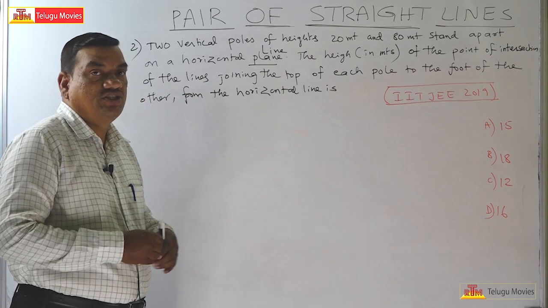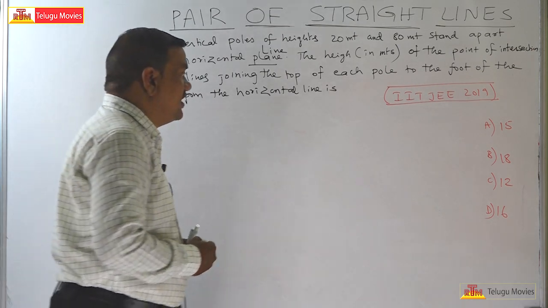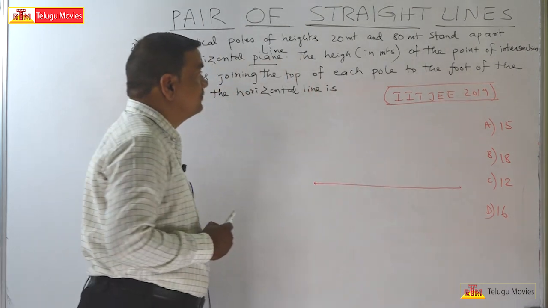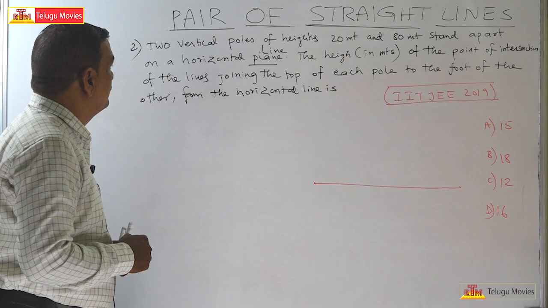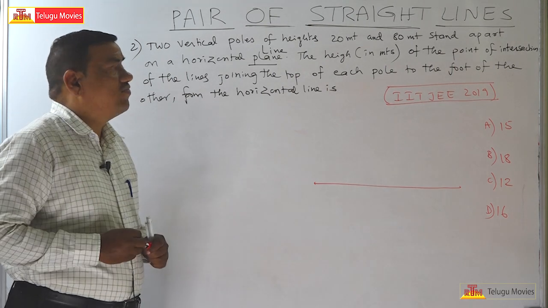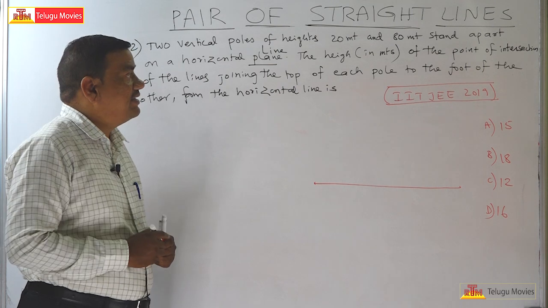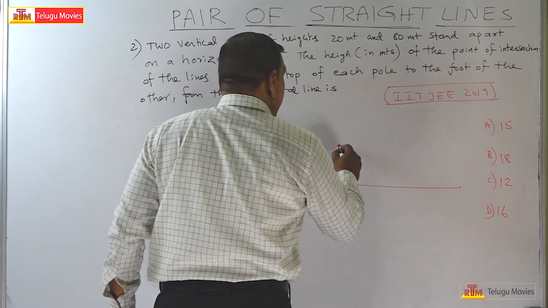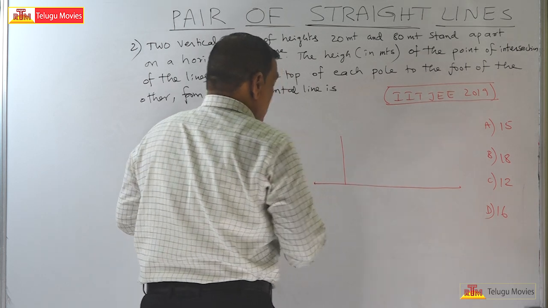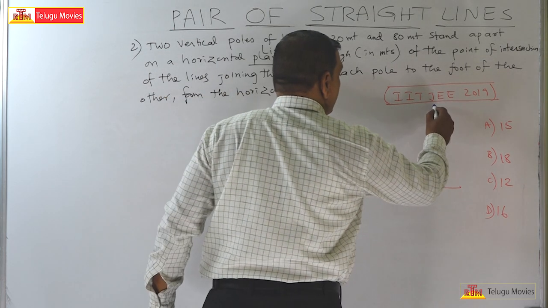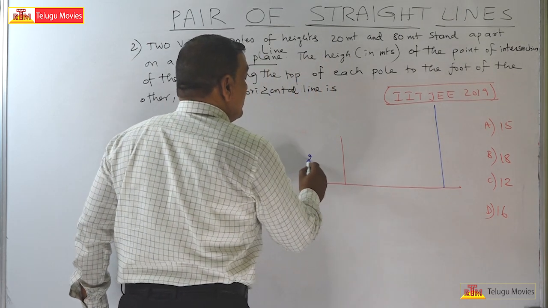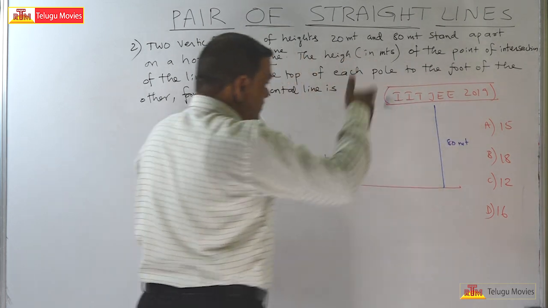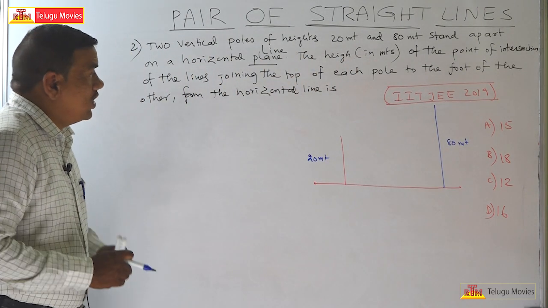So here, try to understand this problem. First of all, there is a horizontal line. Its equation is not given. Two vertical poles of height 20 meters and 80 meters stand apart on a horizontal line. So there are two vertical lines. This is one line, another line is this. This is 20 meters height and it is 80 meters height. Both are vertical lines.